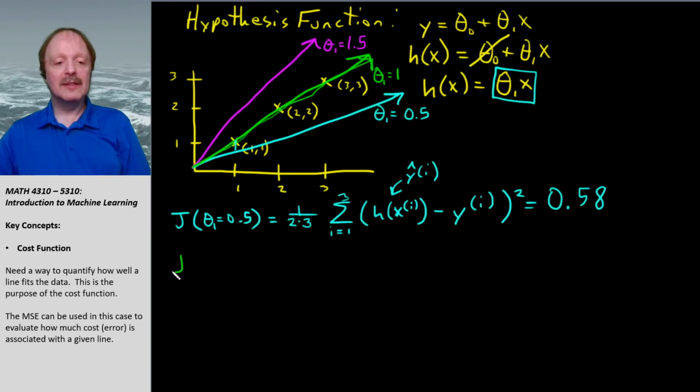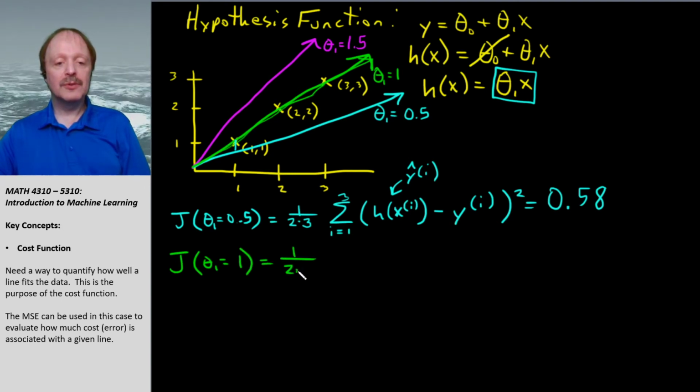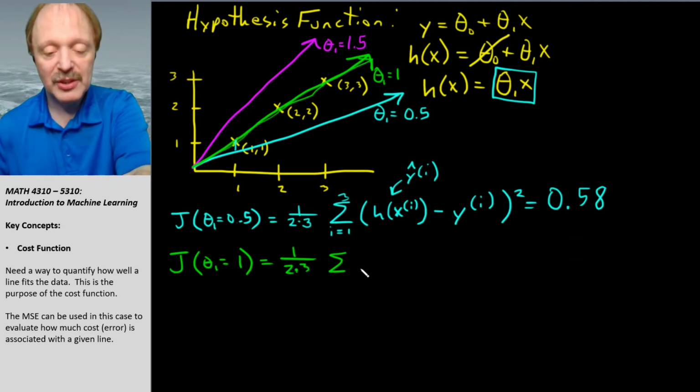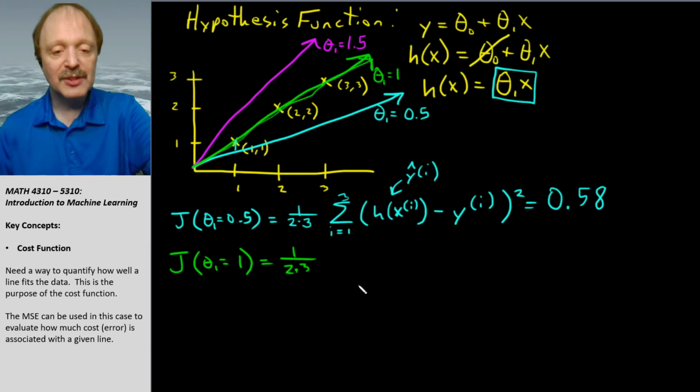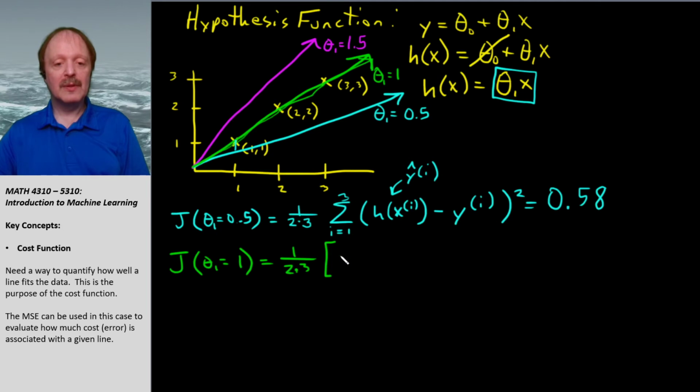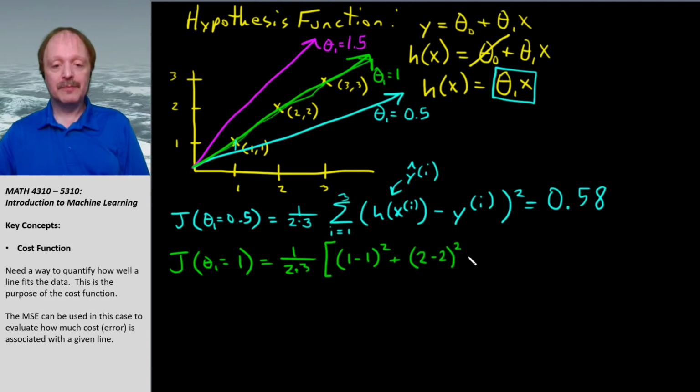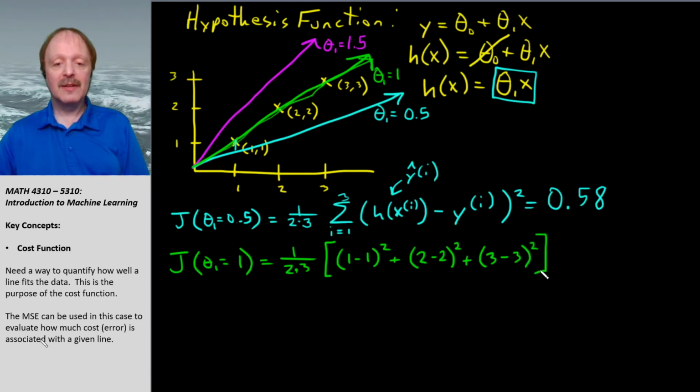There it is. So this is J of theta 1 equals 1. That's going to equal 1 over 2 times 3, summation of all this, which I'll just go ahead and do. Let's do the 3 different points evaluated. I'm going to go a little bit faster now because h of x is just theta 1 x. So the first one is 1 times 1, which is 1, minus 1, the y value, squared, plus 1 times 2, 2, minus 2, squared, plus 1 times 3, 3, minus the y value, 3, quantity squared. And as you can see, I get 0 for the cost associated with that one.